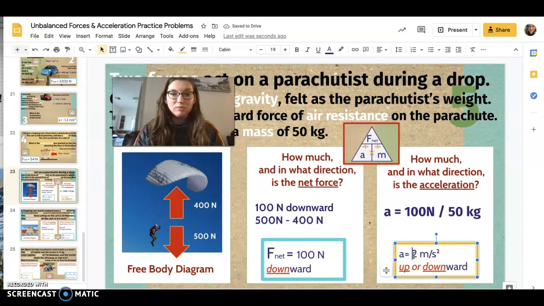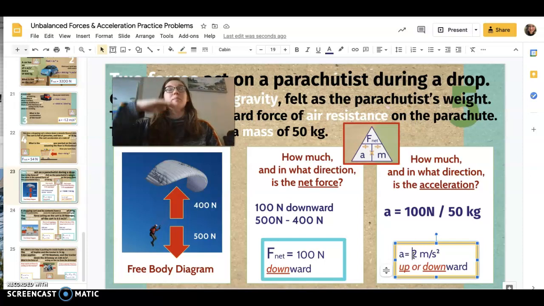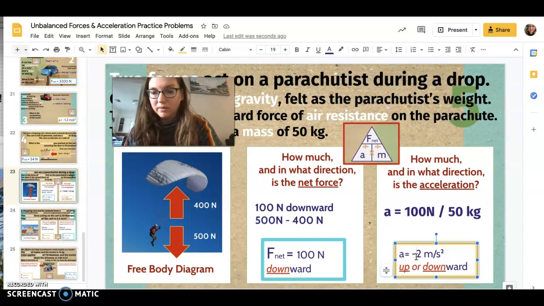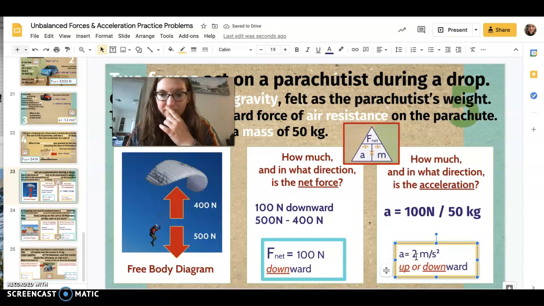But if I'm assuming that an upward motion would be in the positive direction and a downward motion would be in a negative direction, this is going to be negative 2. Nope, actually that's wrong, because that would mean that there'd be 2 meters per second less every second. So yeah, they're still going downward faster and faster every second.